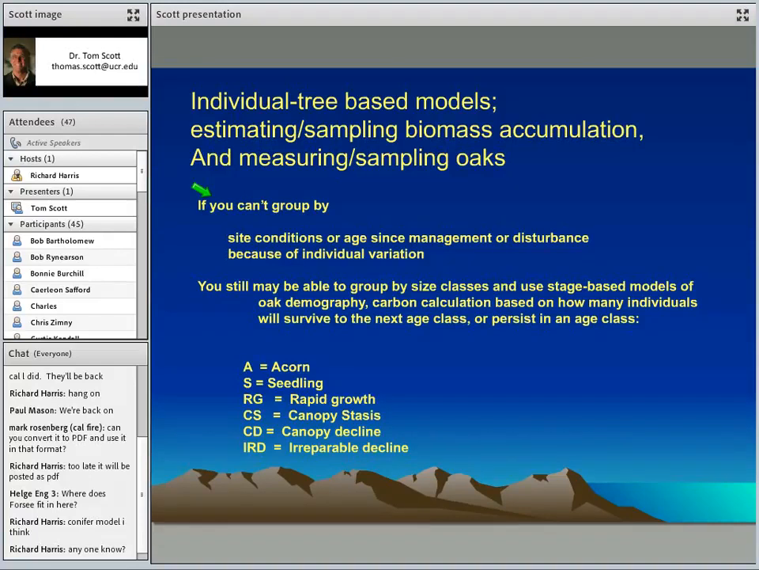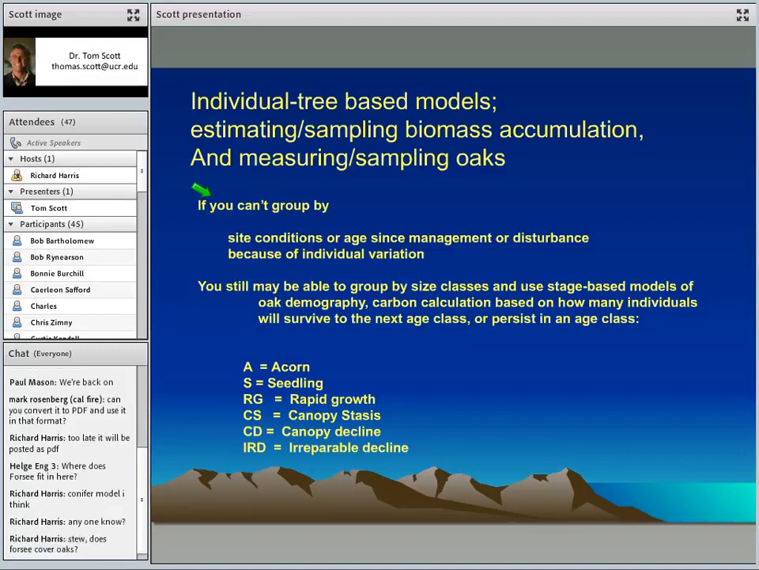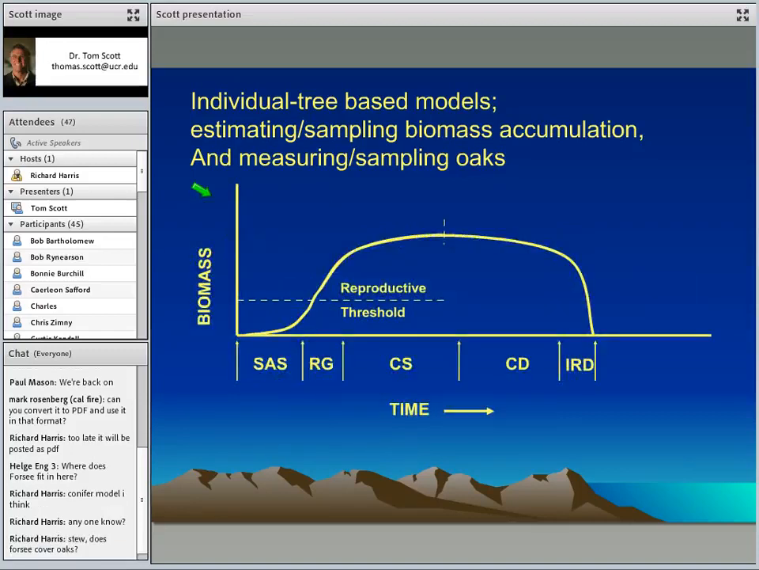I think that you can group data by stage, that is, a growth stage, so you don't have to measure every tree in the forest. You should have reasonable categories like acorn, seedling, sapling, canopy tree, declining tree, irreparably declining tree, and then within each group you can probably come up with descriptions which may allow you not to have to measure every tree you're working with, which seems like too much work, especially since we don't have a lot of time before these grants actually have to go in with some kinds of estimates.